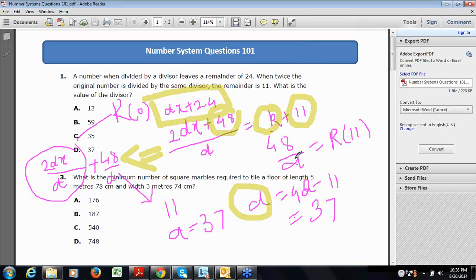The quotient will change. What is the problem with the quotient? We need not actually focus on the quotient. We have to focus on the remainder. That is the question.